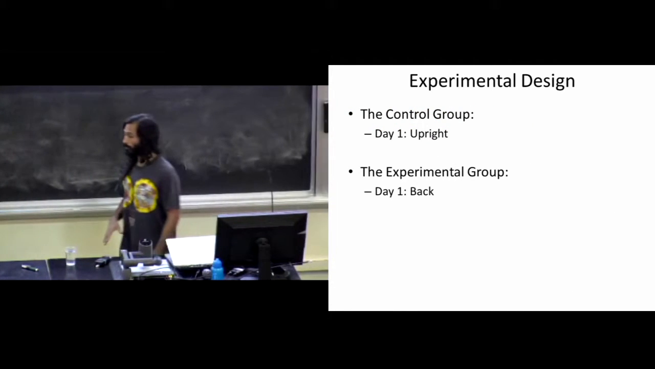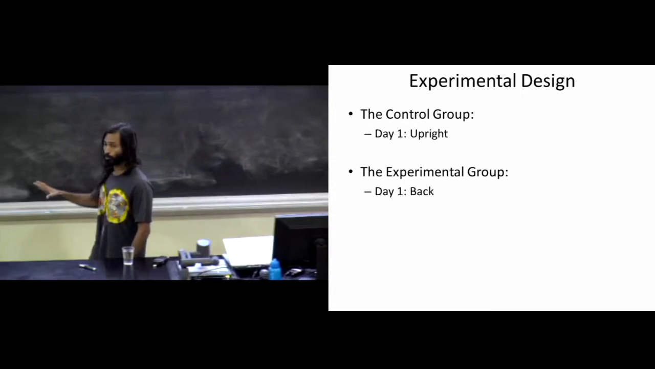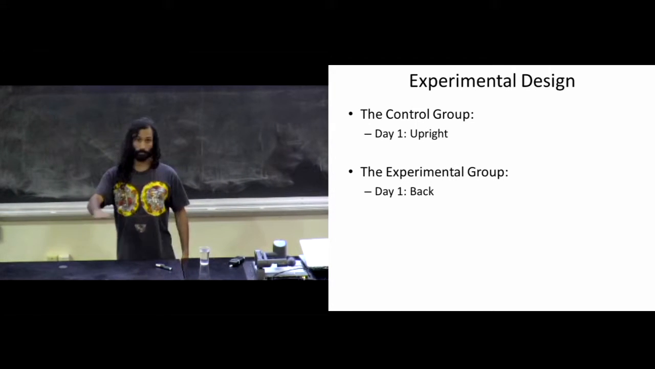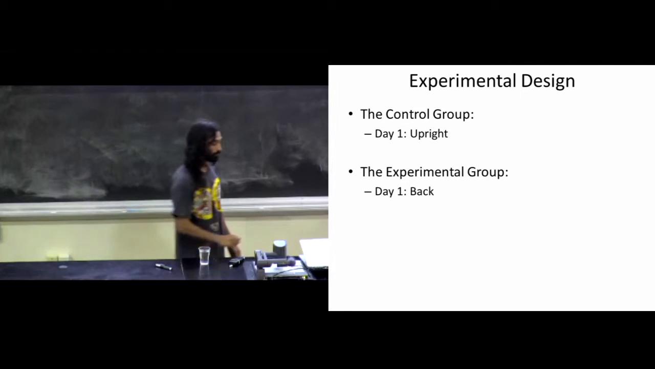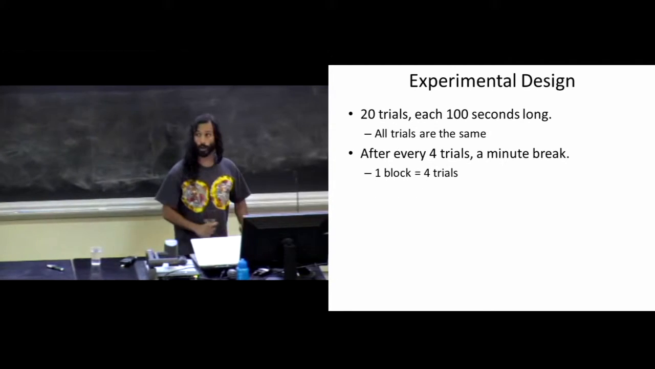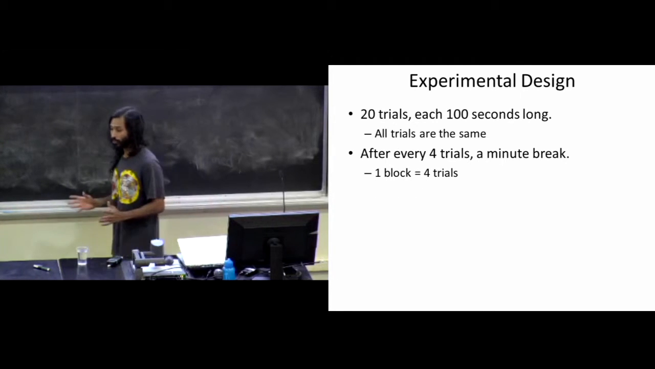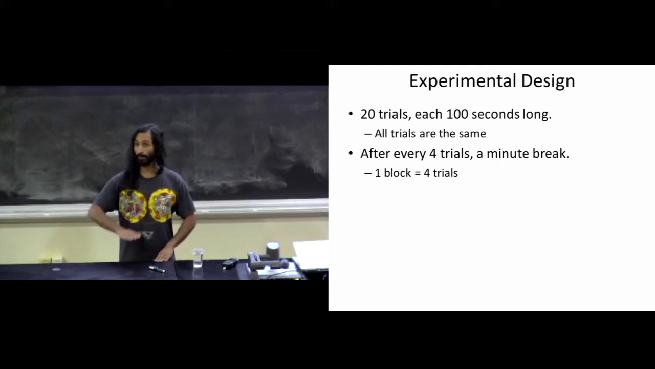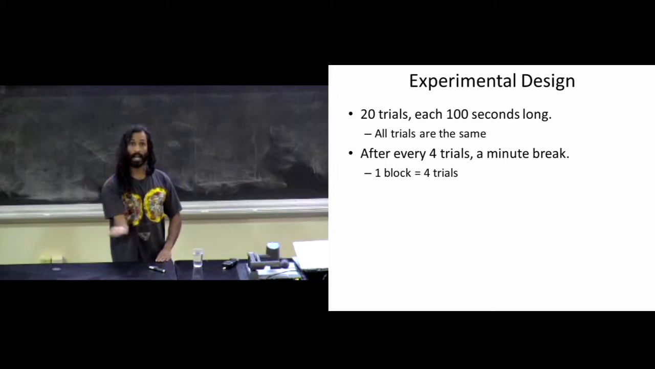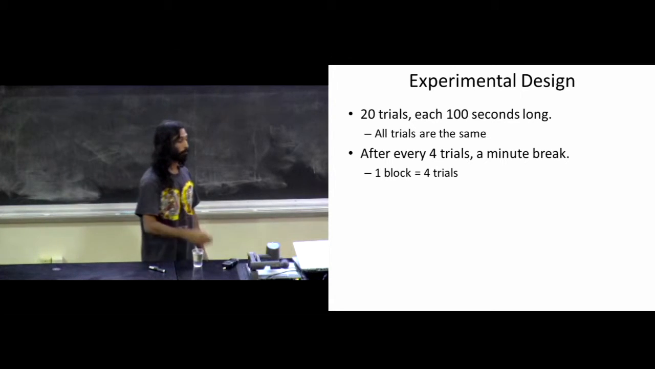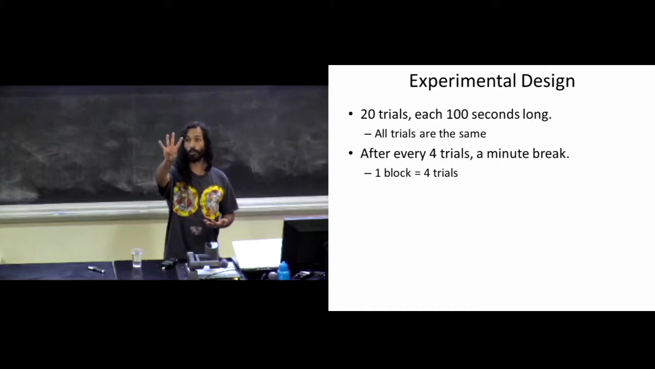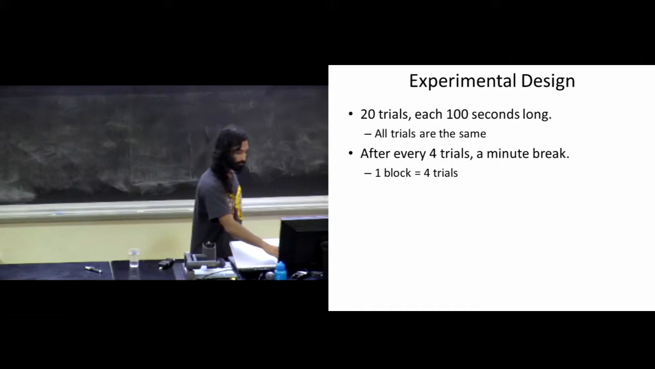So to experiment with that, I have two groups. The control group does upright balancing on day 1, and the experimental group does balancing on the back on day 1. Both groups get 20 trials with 100 seconds cumulative of balancing per trial, and all trials are the same: balance to the best of your ability at 0 degrees. After every 4 trials, they get a minute break. In terms of organization, 4 trials equals 1 block.